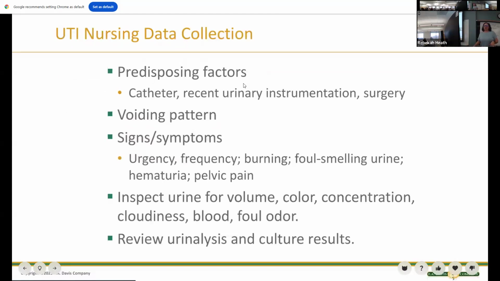So data collection. When I say data collection, what does that mean? It's like our assessment, right? All those things that we want to do, like collecting data from our patients. So we want to know what their predisposing factors are. We already talked about the risk factors. We want to find out what risk factors they might have. Their voiding pattern. What does that mean? What's their usual pattern, right? Do they normally go every hour and that's their usual? Or do they go every 8 hours, right?